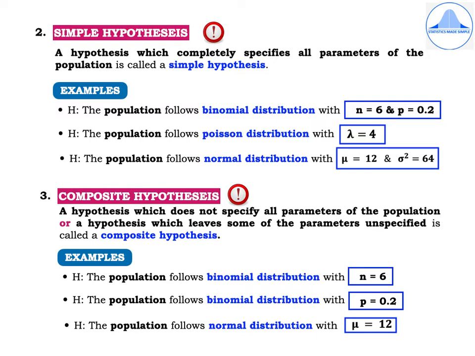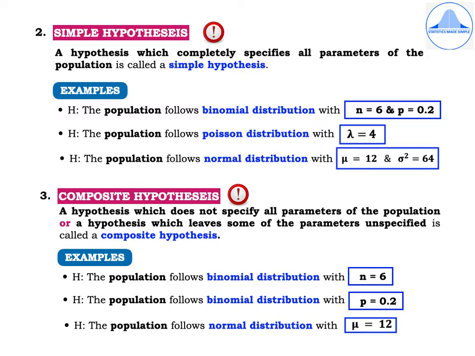The third example, the population follows normal distribution with mu equal to 12 and sigma square equal to 64. So the normal distribution has two parameters. Mu is the mean and sigma square is the population variance. And you know that mu can take any value between minus infinity and infinity, and sigma square should be a value which is greater than 0. So here both the parameters have been specified completely. Hence this hypothesis becomes a simple hypothesis.